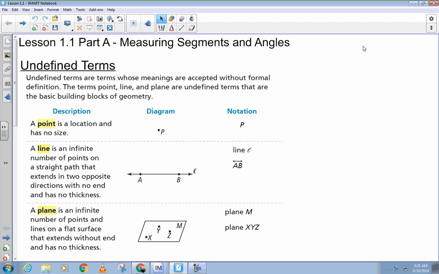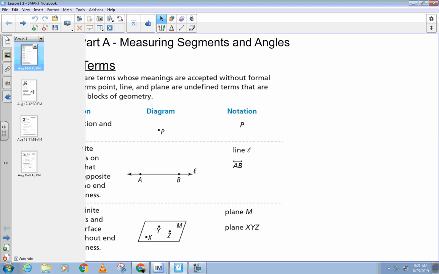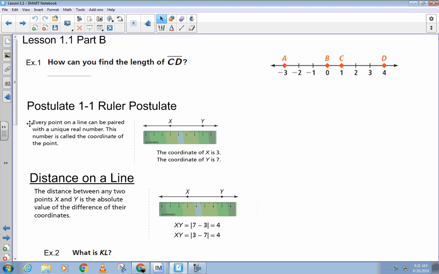We're going to talk today about segments and angles. We talked about how to name them the other day. Now we're going to talk about how they can be measured. All right, so this is the second part of lesson 1, actually.